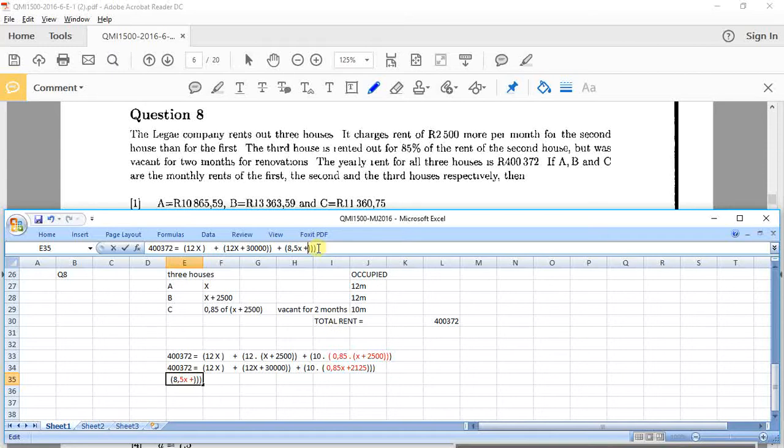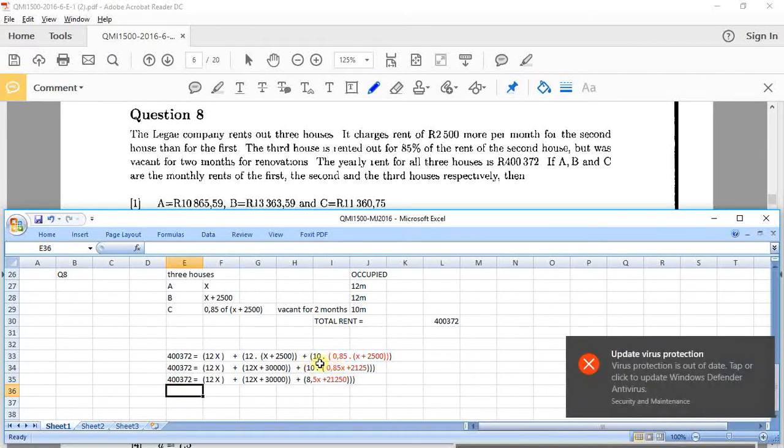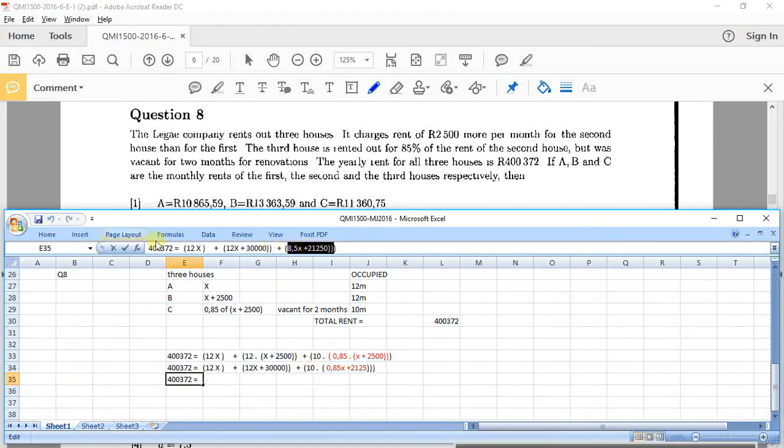21250. Good. So multiply the 10 into it, that into that, that into that gives you that. Does that make sense? Yes. So 10 times 0.85, 10 times that. Yes, that's correct so far. Now we just need to simplify. So 12x plus 12x plus 8.5x gives me 32.5x.